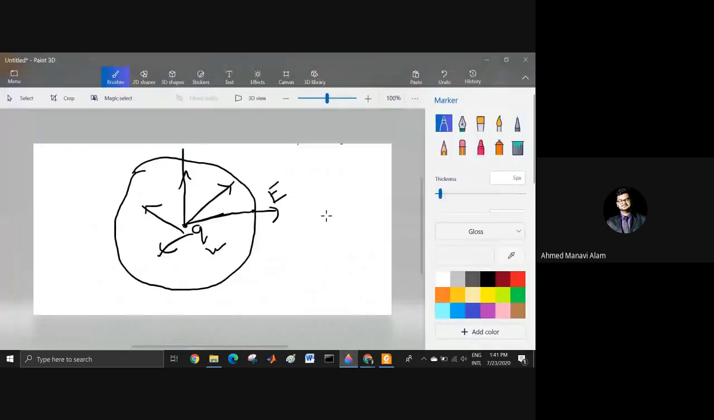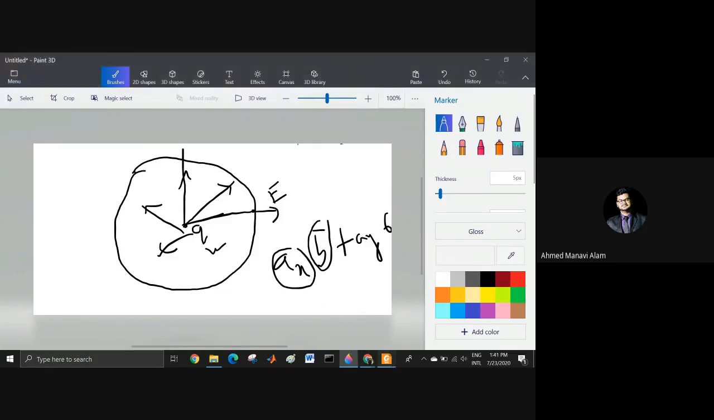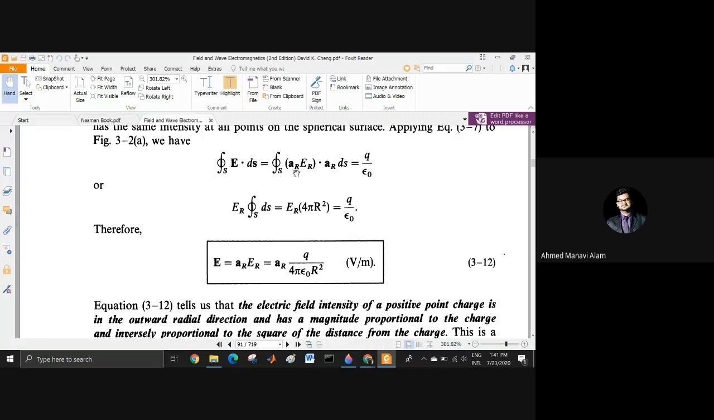Suppose আপনি এরকম লিখছেন না, এই যে ax5, ay6, that means that 5 is the magnitude and ax is the direction. So this is something like that. Here E_r is the magnitude and a_r is the direction, and the same goes for the surface area. It is along a_r.